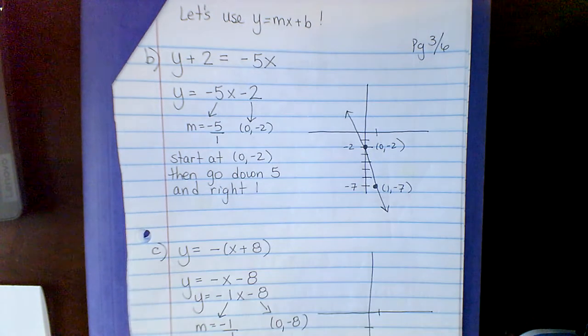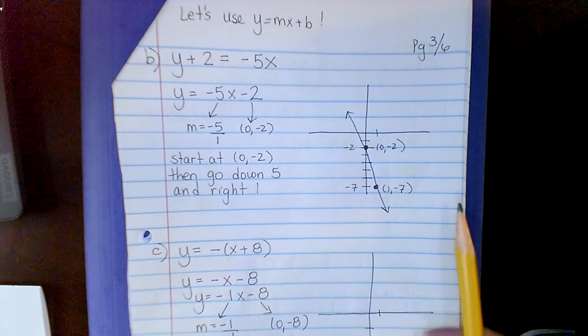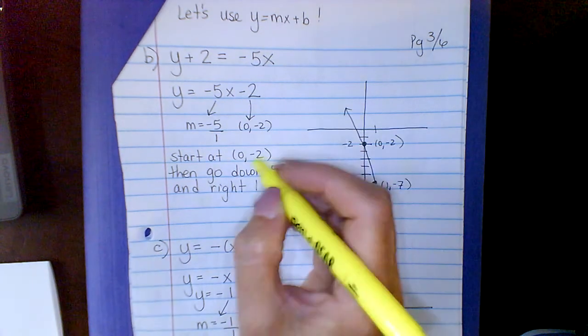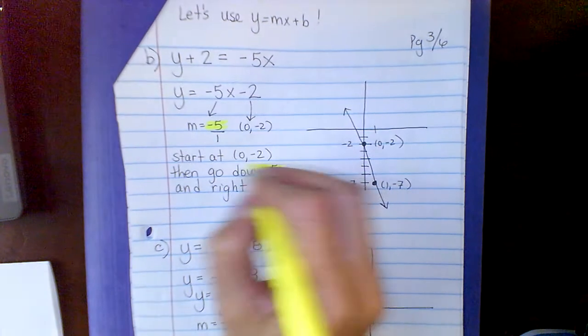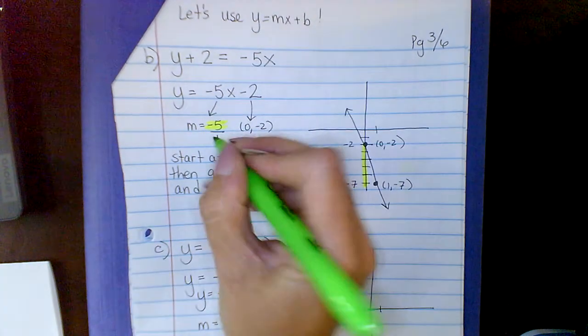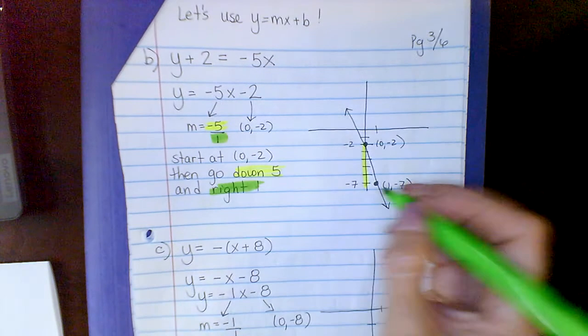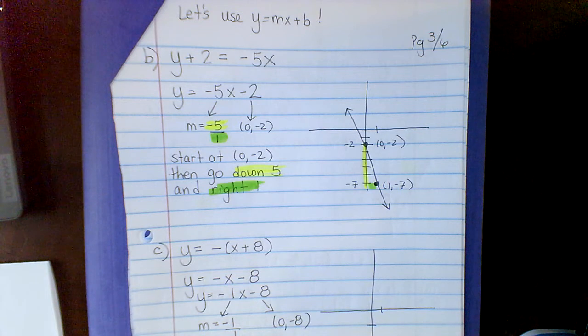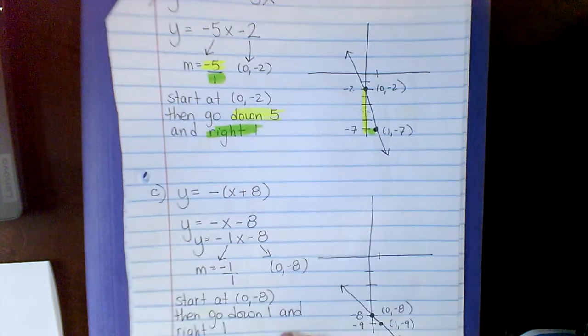So, as always, we start at 0, negative 2. From there, we go down 5 and to the right 1. So let me grab my color coding here. We're going to go down 5, and then right here that's a positive 1, so we're going to go to the right 1. So these are just an extension of what we were doing in the last section. You just now have to do a little bit more work of getting it into the correct form.